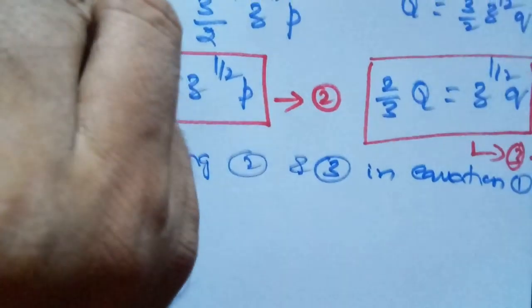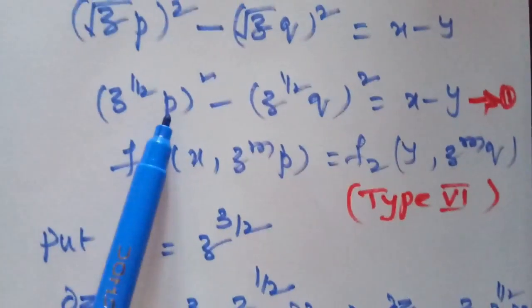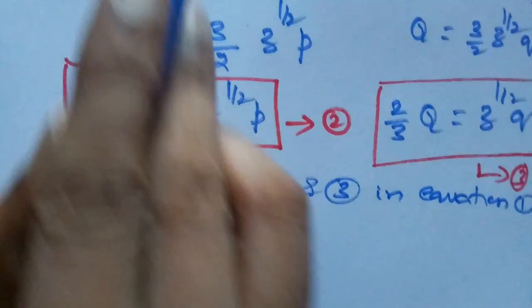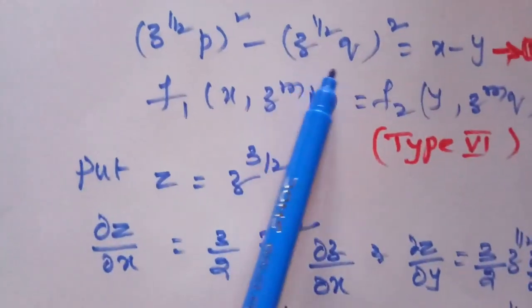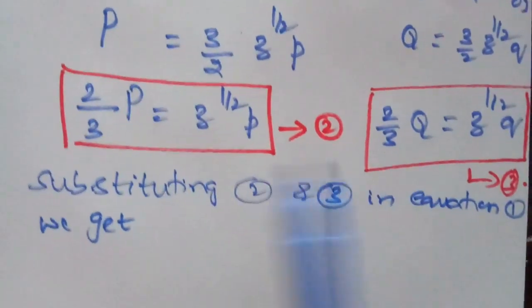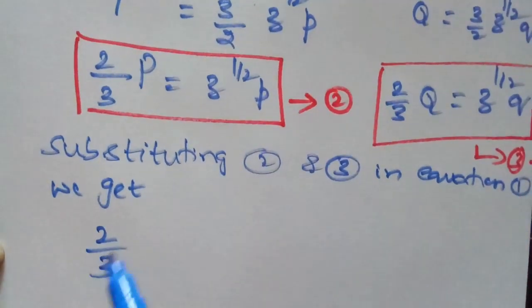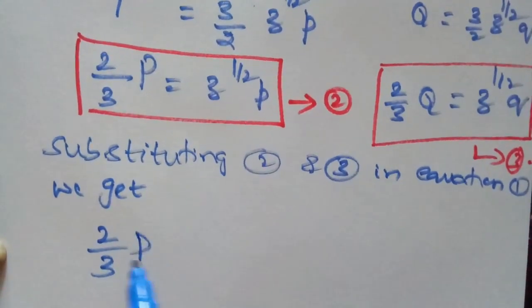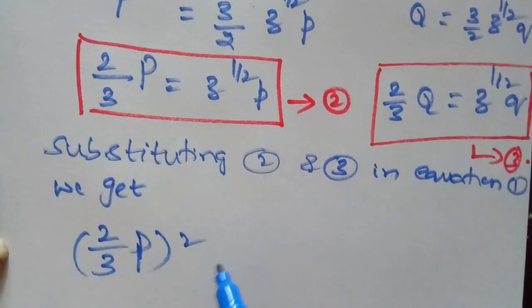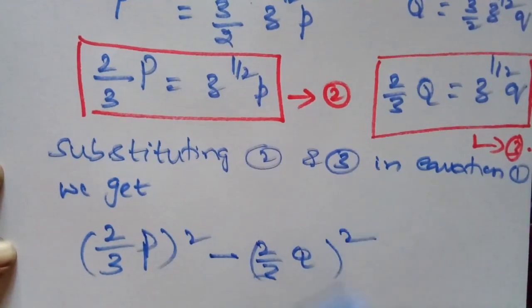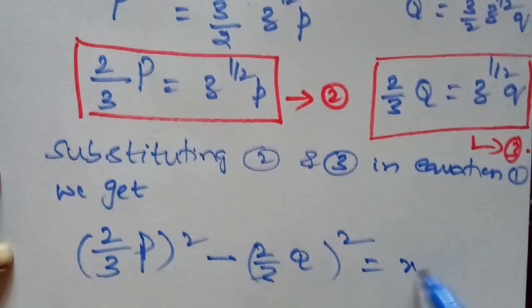We get z power 1 by 2 into p, that value is equal to 2 by 3 into capital P, and z power 1 by 2 into q, that value is equal to 2 by 3 into capital Q. Substituting these two values in equation number 1, that is 2 by 3 into capital P whole square minus 2 by 3 into capital Q whole square equal to x minus y.